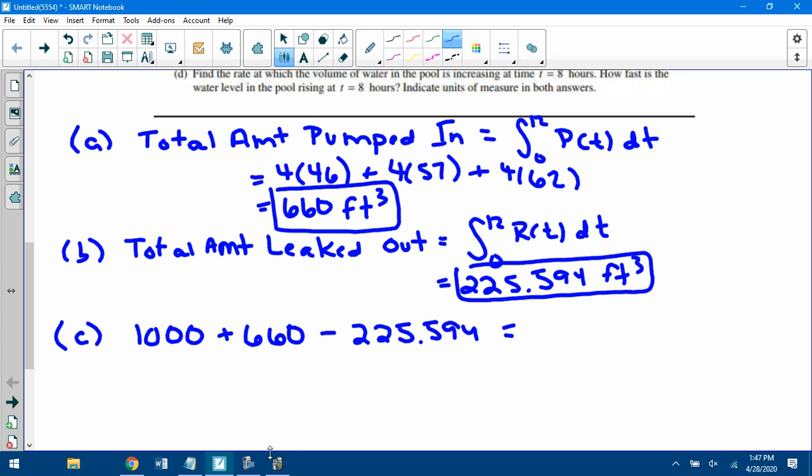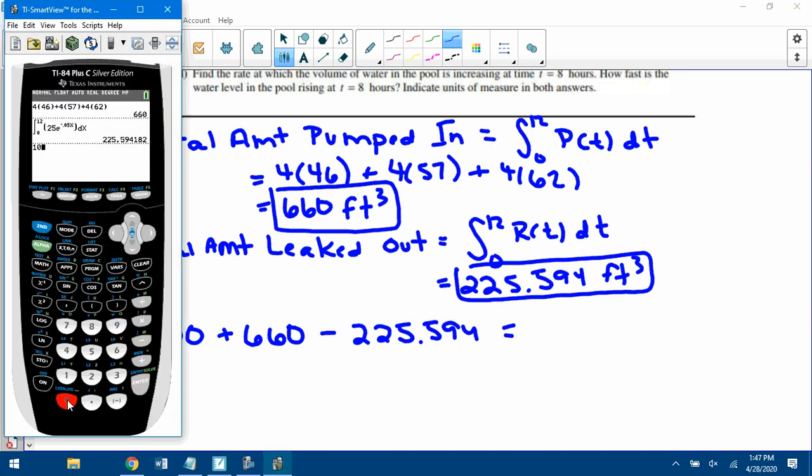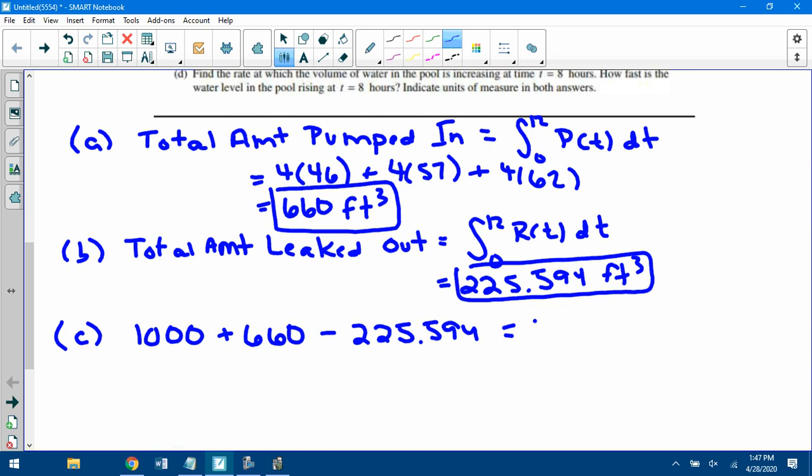That should give me my answer. It's that easy. 1,000 plus the amount pumped in minus the amount that leaked out. So I've got 1434.406 cubic feet.